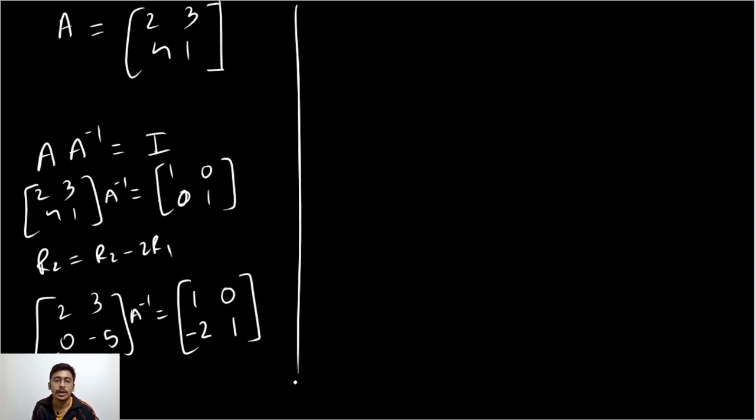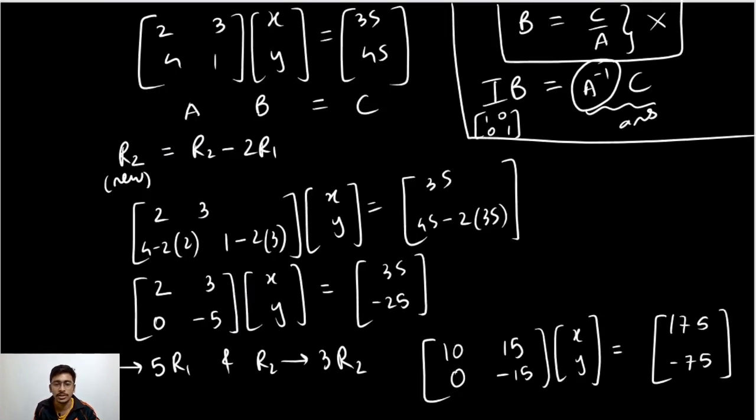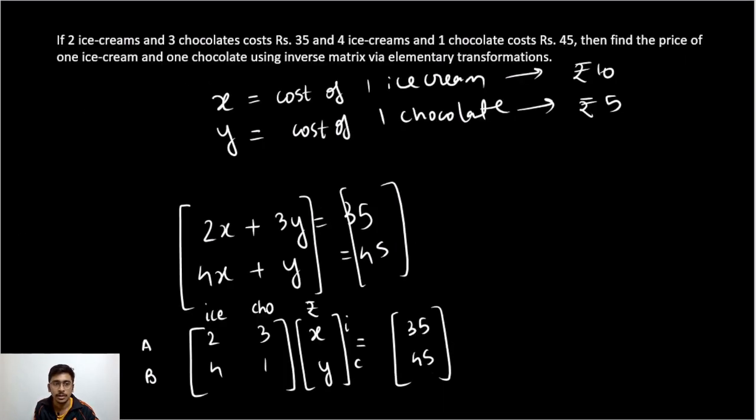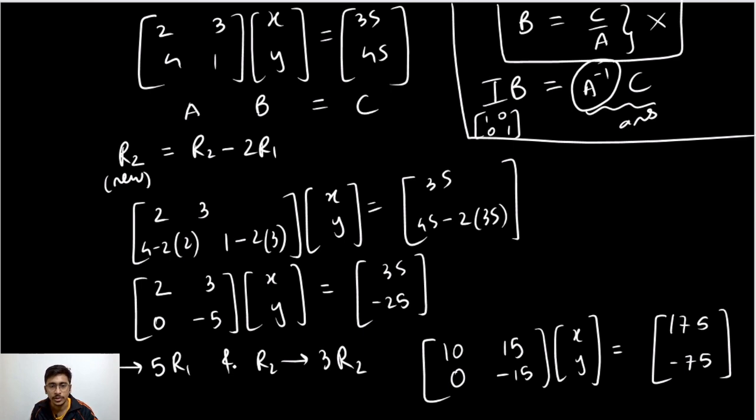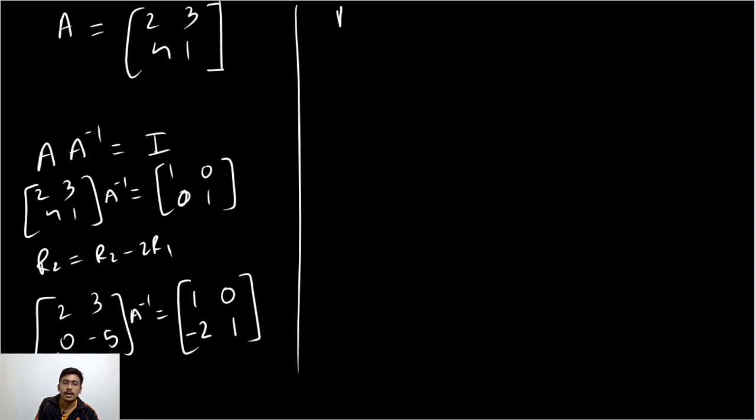Then what is the next transformation that I used? R1 became 5 times R1. Sorry, R1 becomes 5 times R1, R2 becomes 3 times R2. R1 becomes 5 times R1 and R2 became.